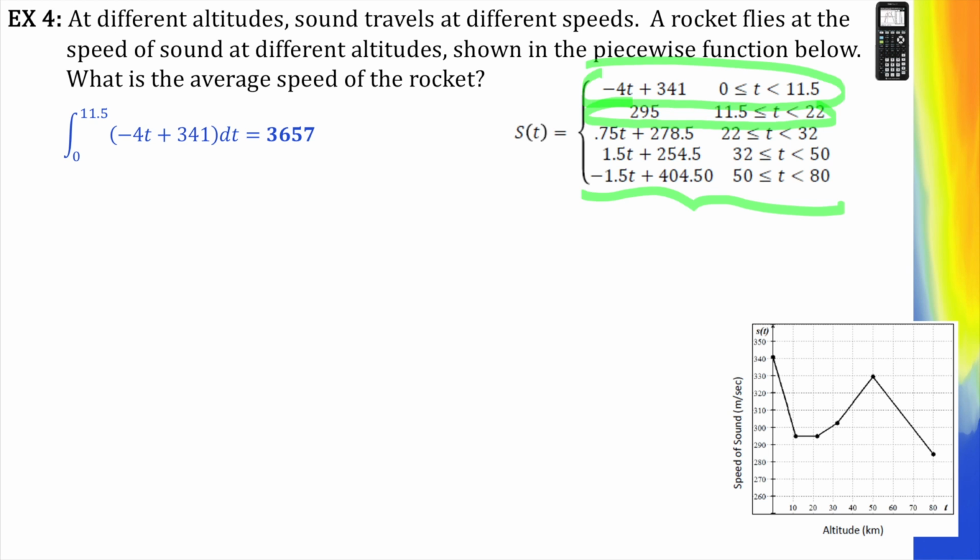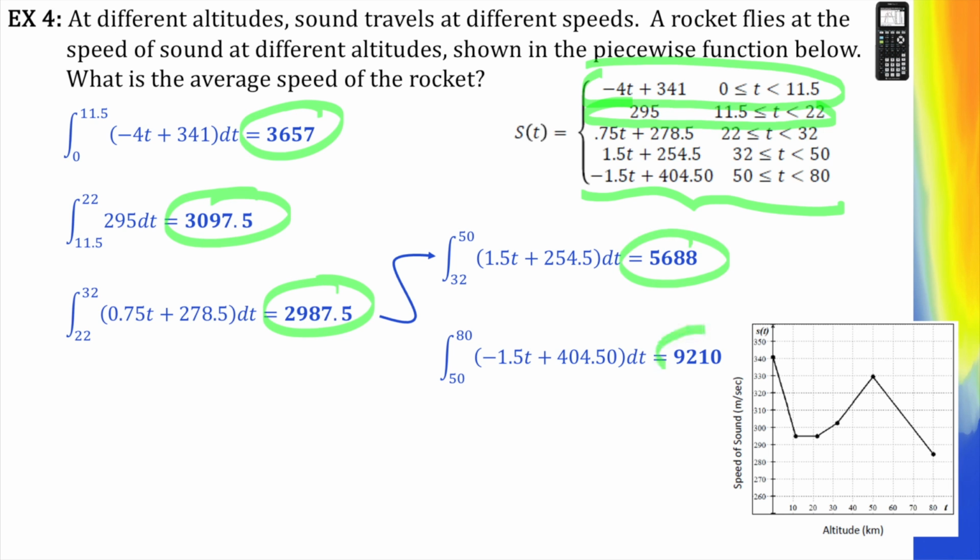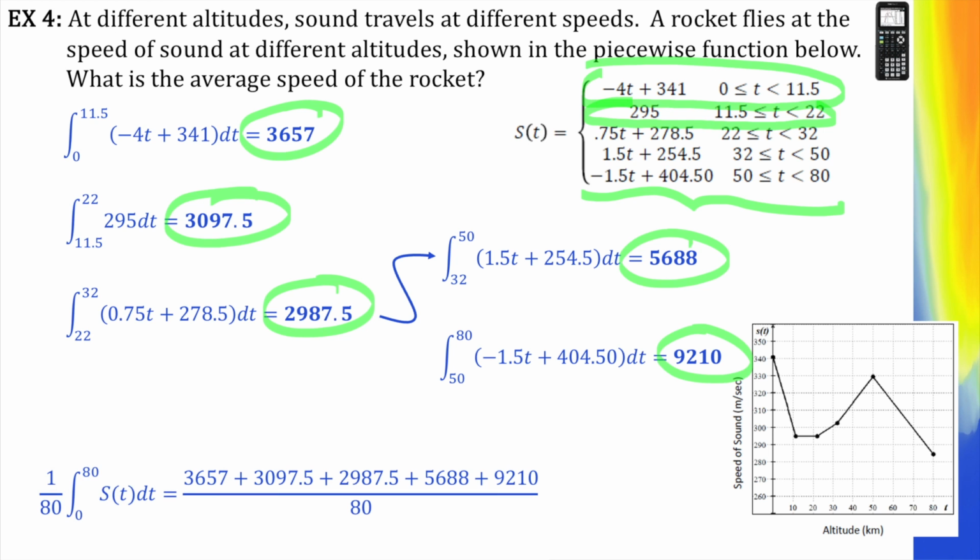So let's see, between 0 and 11.5, okay, we've got 3,657, and then 3,097.5, and then let's see, 2,987.5, keep going, 5,688, and 9,210. Okay, so these are all distances in kilometers. And if we want to know the average speed, we have to take the total distance divided by the time. And the time for us is 80 seconds. So we get an average speed of 308 meters per second.